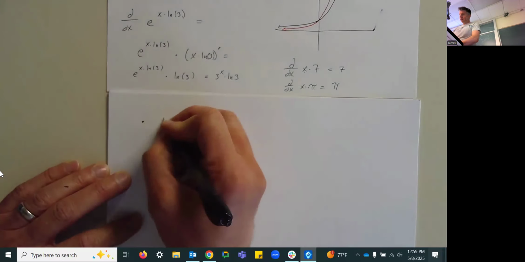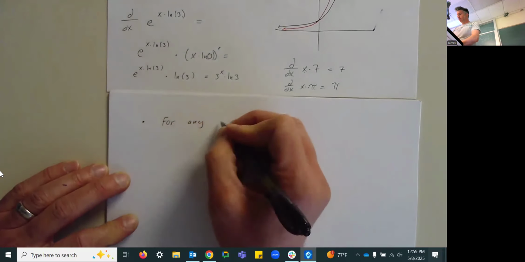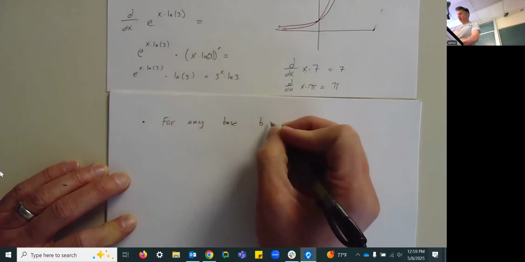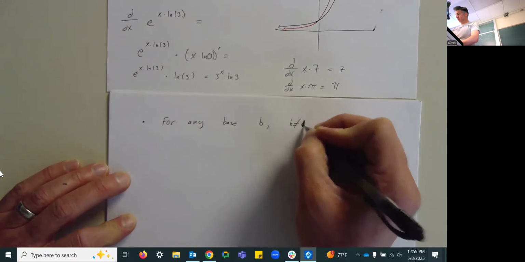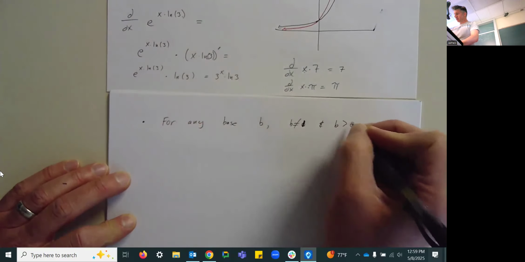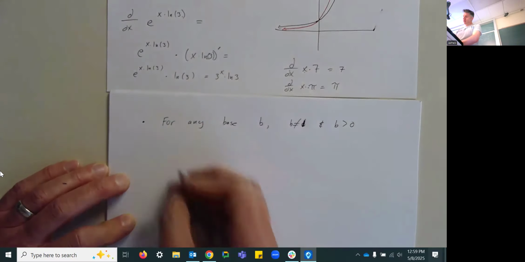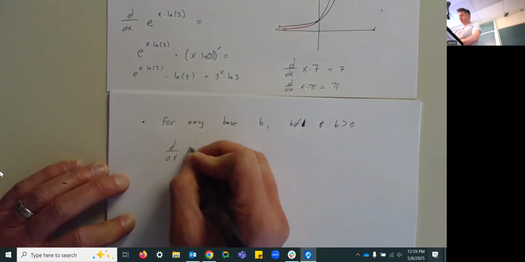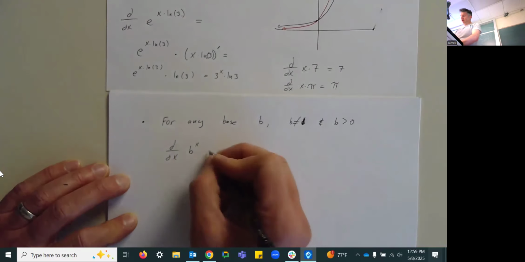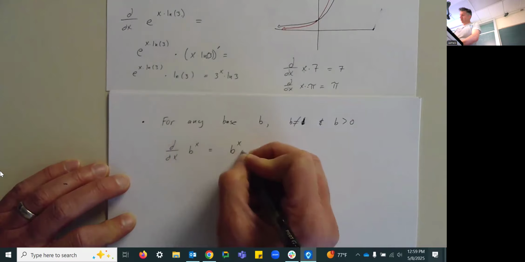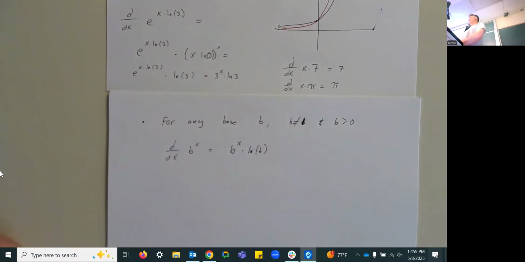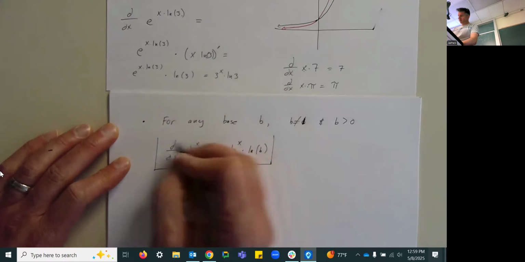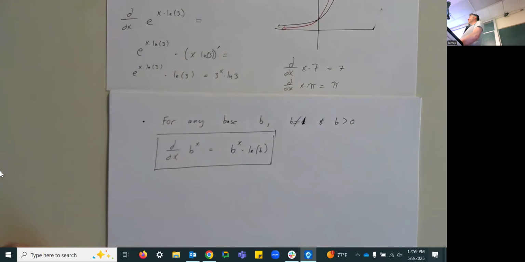So for any base b that is not equal to 1 and greater than 0, because we don't like negative bases, they're problematic, the derivative of b to the x power is going to be b to the x times the natural log of that base. It's also why we don't want a negative base, because you can't take a natural log of a negative number or 0. Cool.